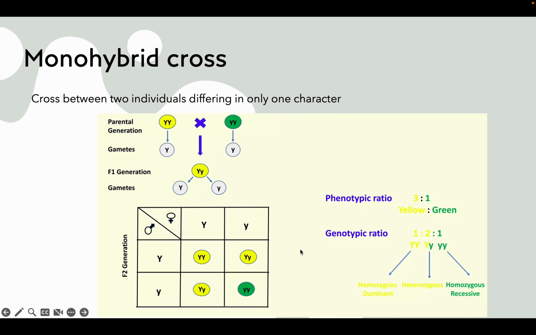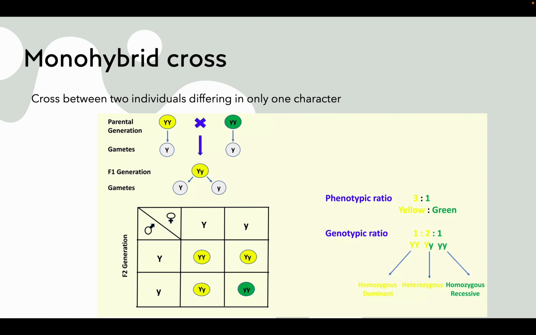But if we go for genotype, like homozygous dominant, homozygous recessive, or heterozygous, we have one homozygous dominant, two heterozygous, and one homozygous recessive. So the genotypic ratio is 1:2:1. According to Mendelian inheritance, in a monohybrid cross the phenotypic ratio is 3:1 and the genotypic ratio is 1:2:1.